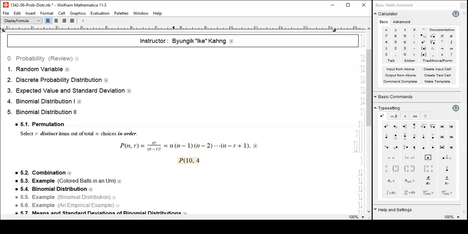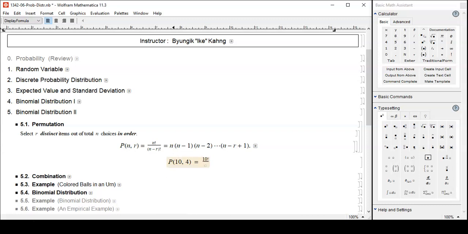P(10,4) is 10 factorial over (10 minus 4), so 6 factorial. That's the same as 10 times 9 times 8 times 7, because 6 times 5, 4, 3, 2, 1 are going to be cancelled by the 6 factorial down here. So, largest 4 numbers. Why?